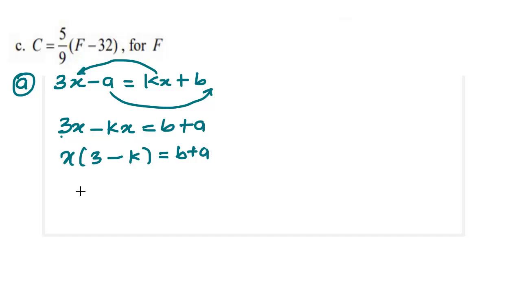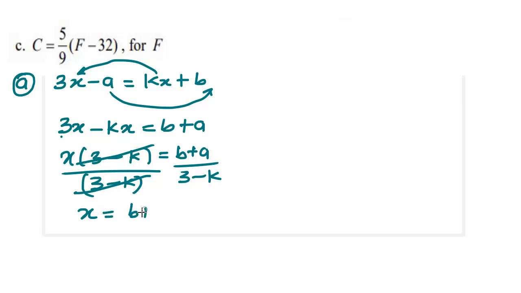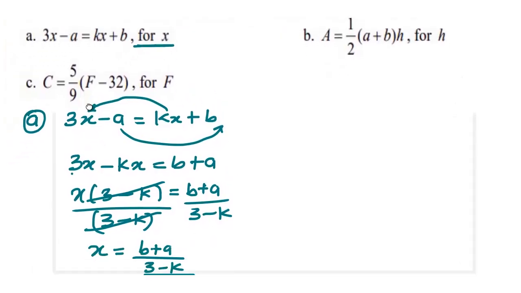The next thing is to divide both sides by the coefficient of x, which is 3 minus k. So we divide by 3 minus k. So 3 minus k cancels 3 minus k. So we have x is equal to b plus a over 3 minus k. And you realize that we do not have x again on the right side of this equation because it is already the subject of the formula. All right, so that is that about that. Then let's move on to question B.